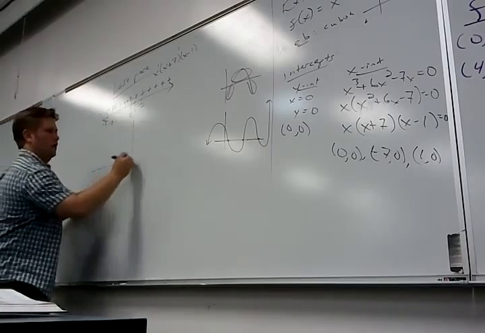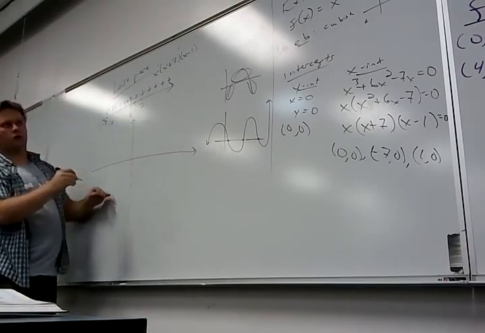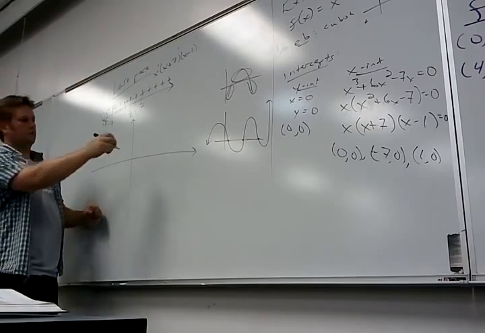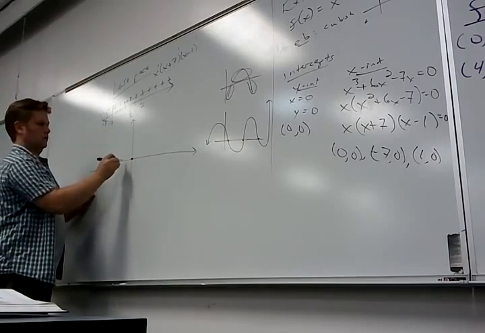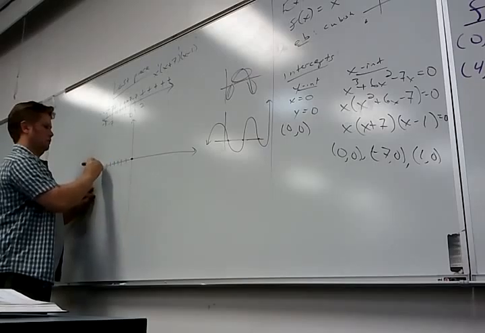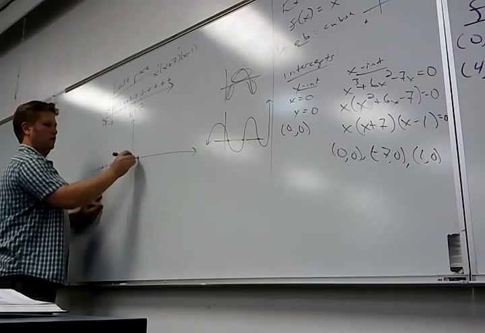So let's graph this thing here. What do we know about this? The intercepts: (0, 0), (-7, 0), and (1, 0).